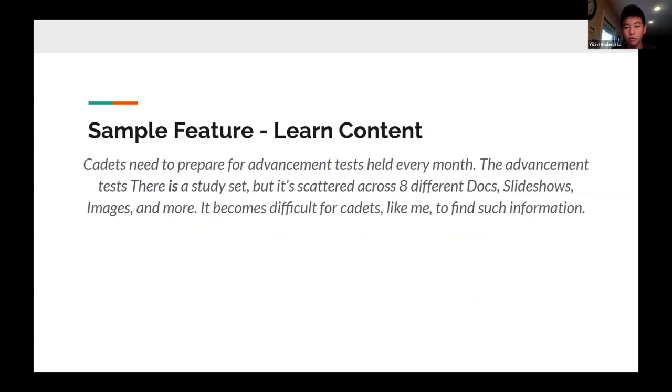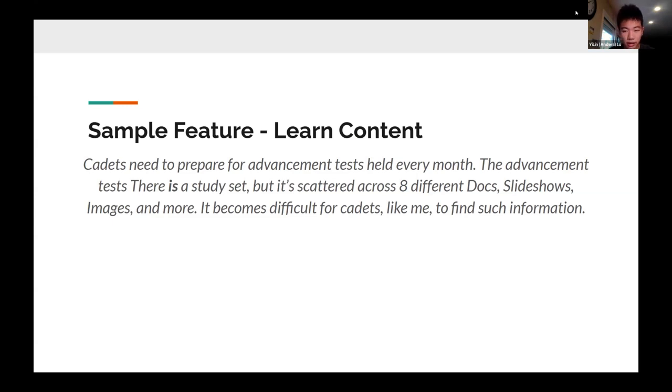I'll show you some sample features inside my app that help its function. First of all, it's the learn content. The learn content is especially needed in JROTC because we have something called advancement tests held every month. What advancement tests are is that people need to regularly take advancement tests to stay in the program and essentially keep a good academic standing.